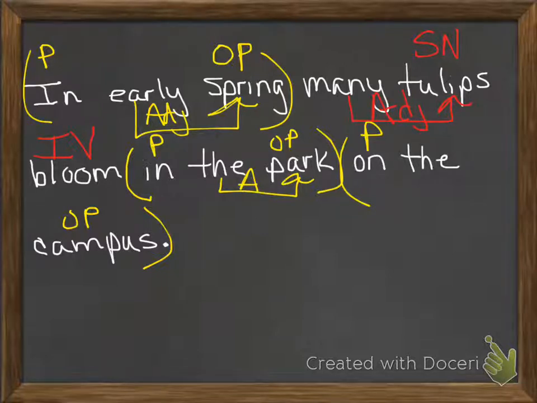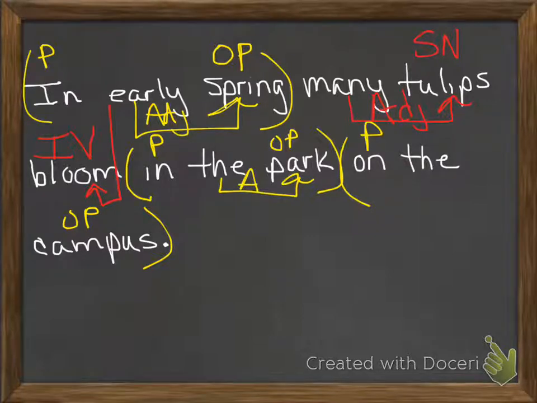All right? So now we need to go and ask of the subject our adjective questions to see if this phrase answers any of those. What kind of tulips? In early spring? No. Which tulips in early spring? No. How many tulips in early spring? No. So now let's go to the verb and ask our adverb questions. How do they bloom? No. When do they bloom? They bloom in early spring. So it's modifying bloom, so it's an adverb.